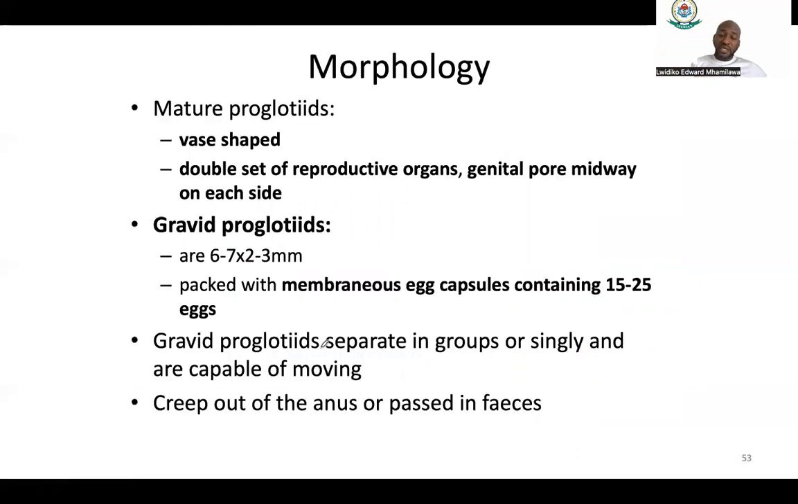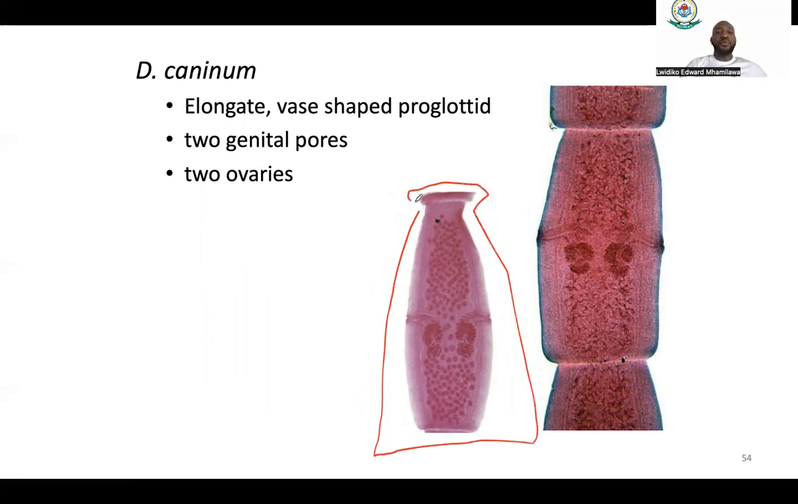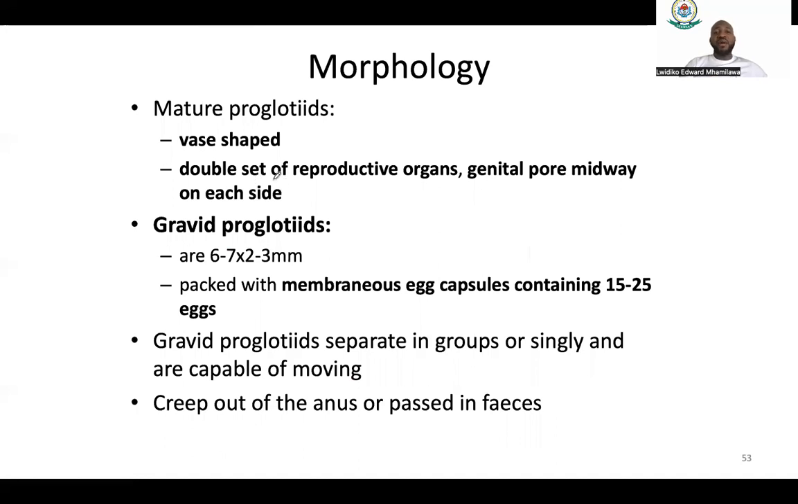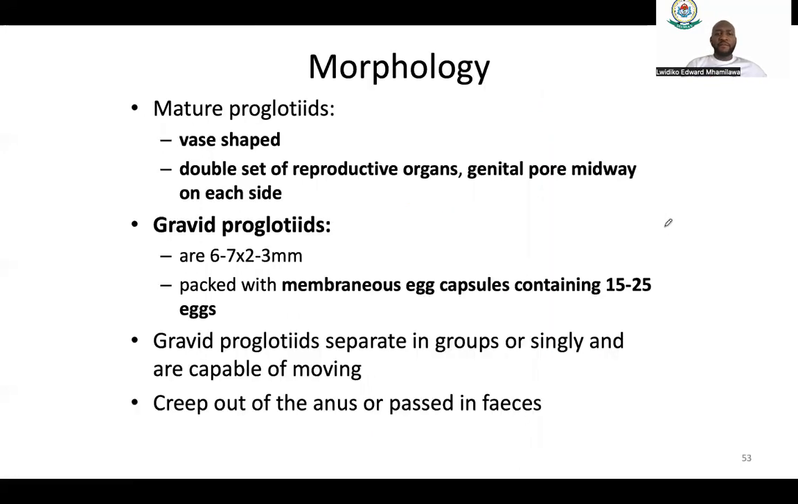The proglottids are vase shaped, like a vase you would put flowers into. They have a double set of reproductive organs with a genital pore midway on each side. You can see the genital pores here, here, and here. The proglottids can be up to 7 by 3 millimeters, and they're packed with membranous egg capsules.